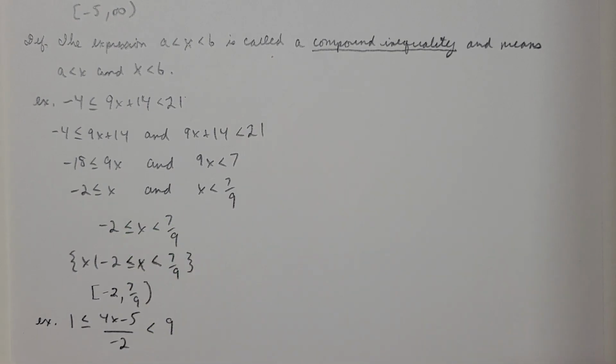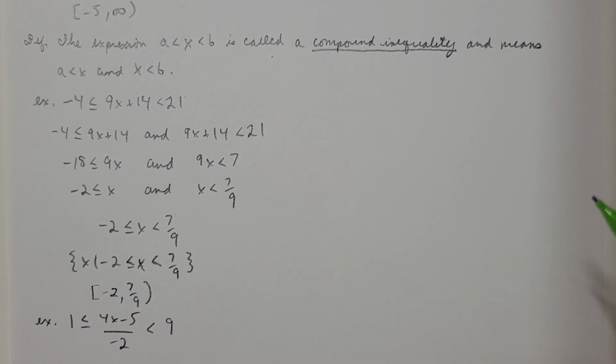Now, my answer always has to be written as a set or as an interval. So as a set, I'm going to say it's the set of all x such that x is greater than or equal to -2 and less than 7/9. Okay, and as an interval, I have the interval -2 to 7/9. Make sure there's a bracket by -2 because you're including -2. Parentheses by 7/9, you're not including 7/9. Okay, either one of these two forms would be the answer.